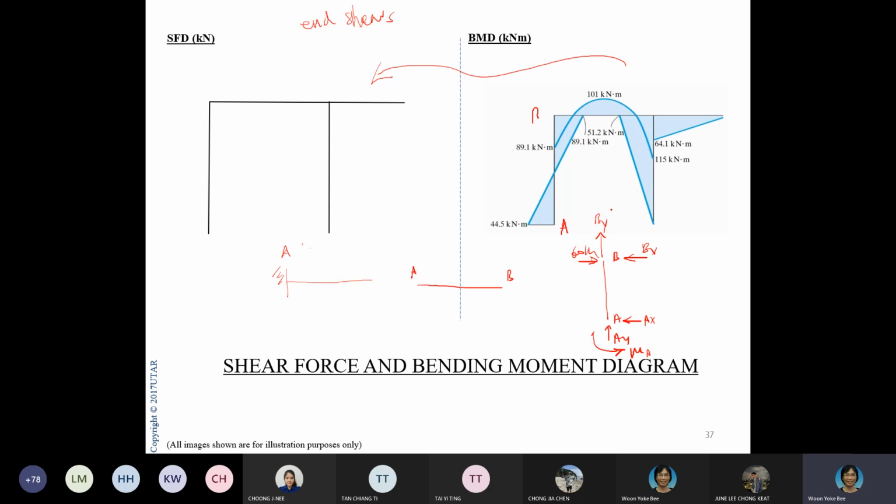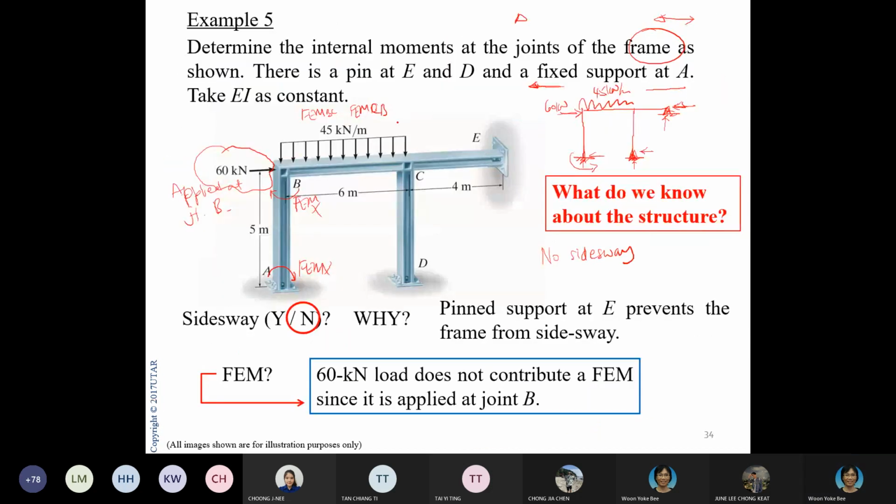Then from here, you can calculate all the values. Now, for a frame, you may not be able to calculate all the values in one shot. So after you've calculated this value, maybe you look at the structure as a whole. Once you establish one of the forces, you look at the other end of it, one member at a time, and then you look at the entire structure.